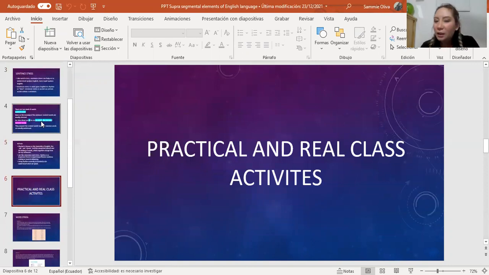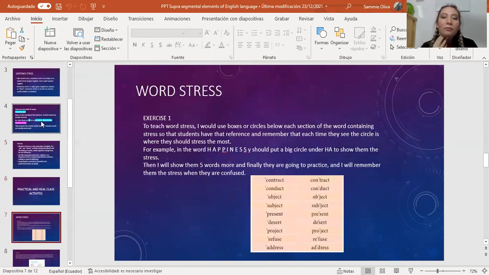Now here I have practical and real class activities. To teach word stress, I would use boxes or circles below each section of the word containing stress, so that the students have that reference and remember that each time they see the circle is where they should stress the most. For example, in the word happiness, I should put a big circle under H and A to show them the stress. Then I will show them 5 more words, and finally they are going to practice, and I will remind them of the stress when they are confused.